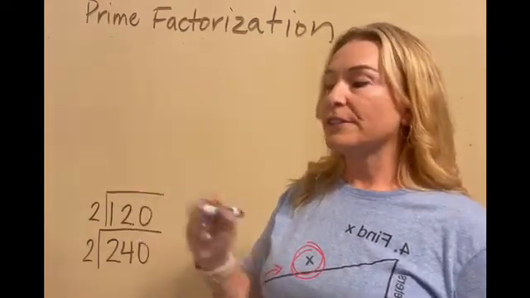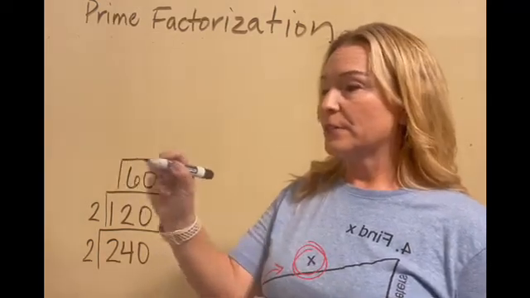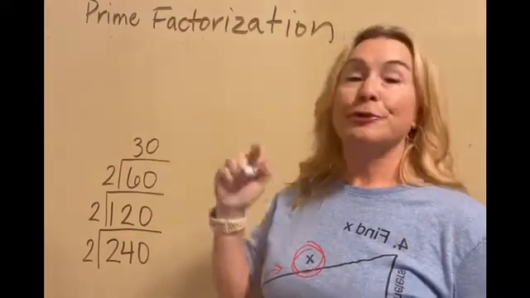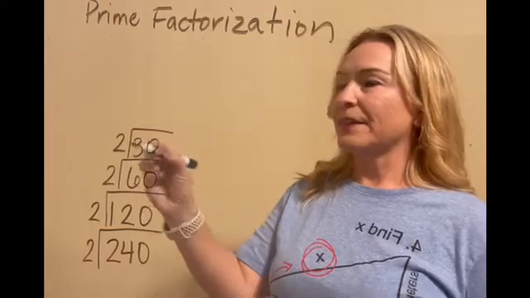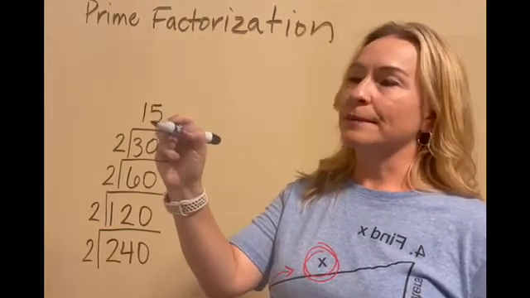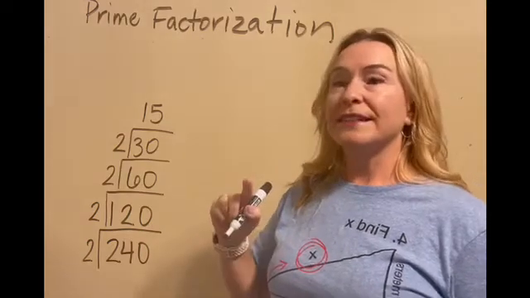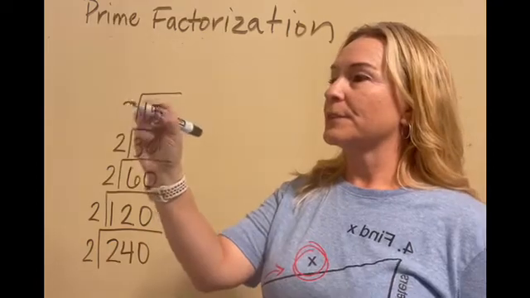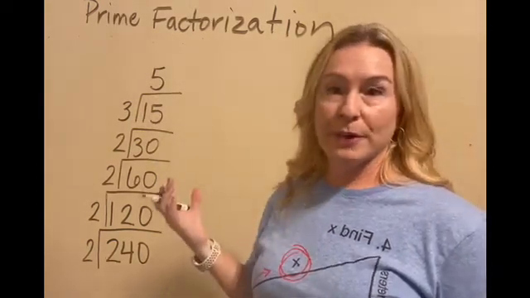2 goes into 120 60 times. 2 still goes into 60, so I'm going to use a 2 again. That goes in 30 times. 2 still goes into 30, so I'm going to use the 2 again. This time it goes in 15 times, and 2 does not go into 15 because it's an odd number. But the next prime number after 2 is a 3. So I'm going to use a 3, and my answer is a 5, which is also a prime number.